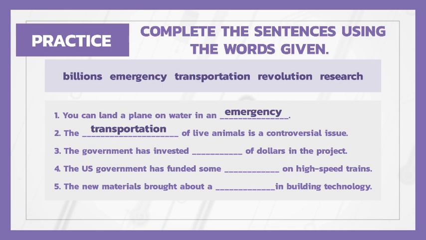Next, the government has invested blank of dollars in the project. คำถามข้อนี้ค่อนข้างง่าย เรามีคำที่คอยชี้อยู่แล้วว่าควรต้องตอบอะไร นักเรียนอาจจะสังเกตจากคำว่า dollars ก็ได้นะฮะ So what is the answer? Let's see. The government has invested billions of dollars in the project. Next, the US government has funded some blank on high-speed trains. The answer is that the US government has funded some research on high-speed trains.